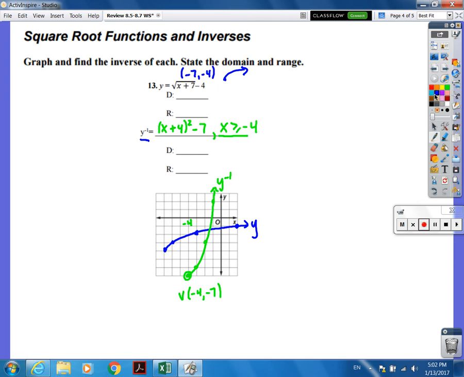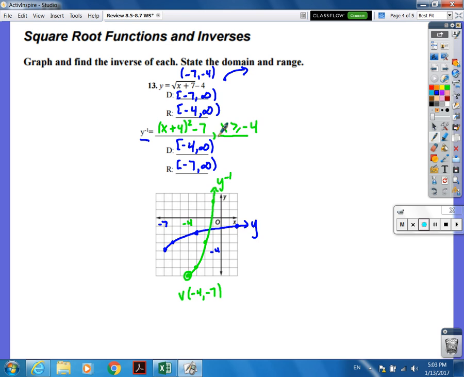The domain on the first function went from negative 7 to infinity. That became the range on the second function, right? It started at negative 7 and went up. So negative 7 to infinity there. The range on the first function started at a y value of negative 4 and went up. So I'm going to say negative 4 to infinity for the range, which then should become the domain. Did it? Yeah. The domain there started at negative 4 and went to the right.